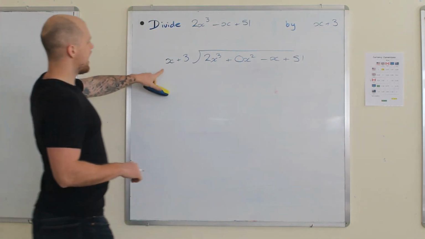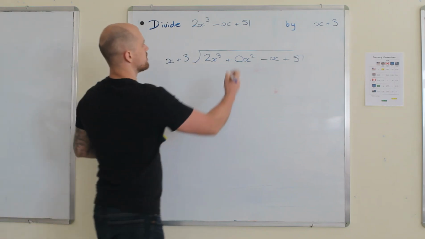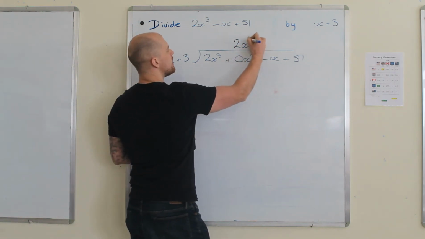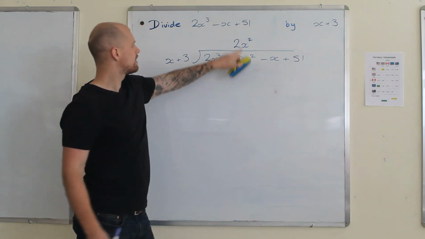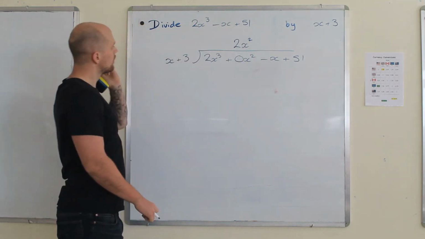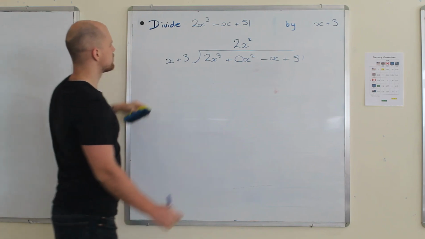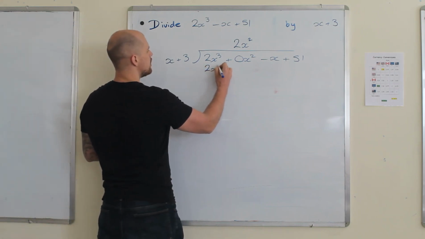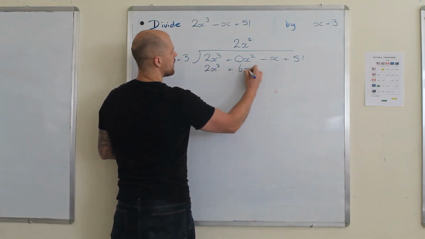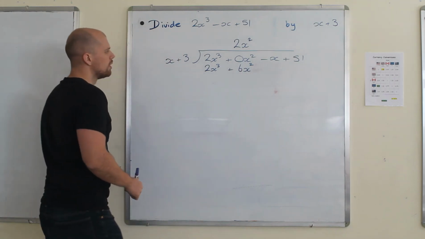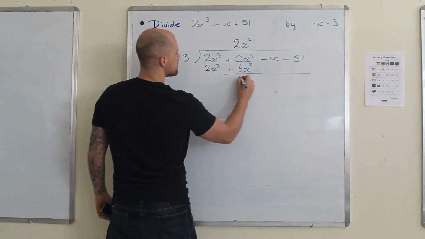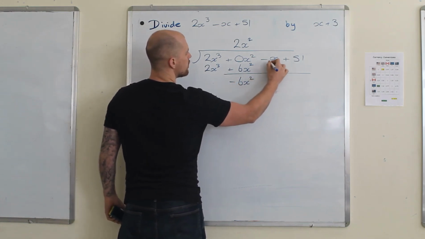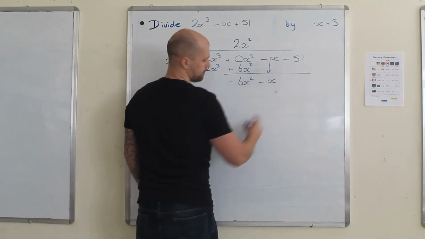So, how many times does x go into 2x cubed? Well, it goes in 2x squared times. And now you can see immediately, it's a good thing we wrote this 0x squared. If we didn't and we had an x here, then they wouldn't be in a line. Okay? 2x squared times x plus 3 is 2x cubed, and we have plus 6x squared. Subtract. I get minus 6x squared, and I bring my minus x down.